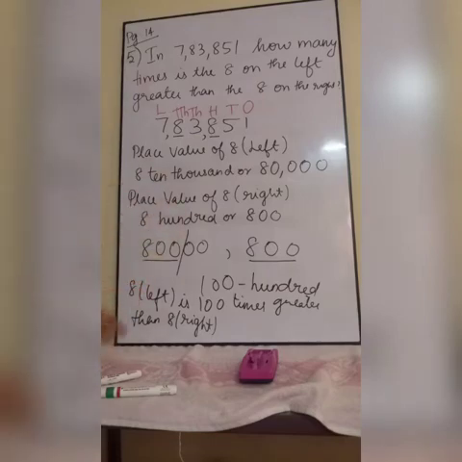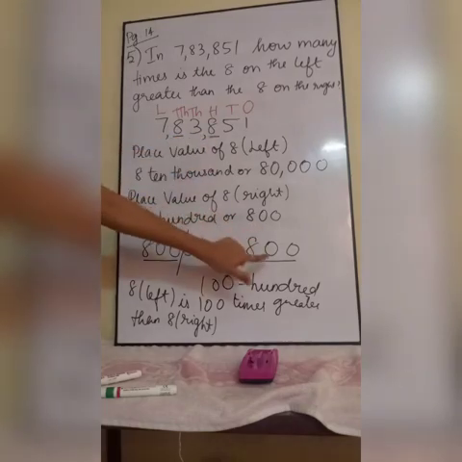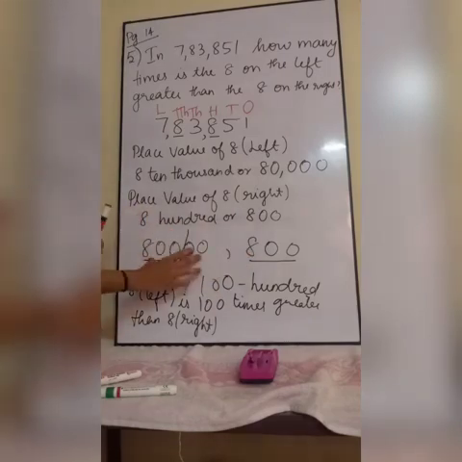Okay? First, I am going to find the place value of this side. Place value of this side is 80,000. Then place value of this side is 800. Then I am comparing these two. Obviously, this is greater, this is smaller.